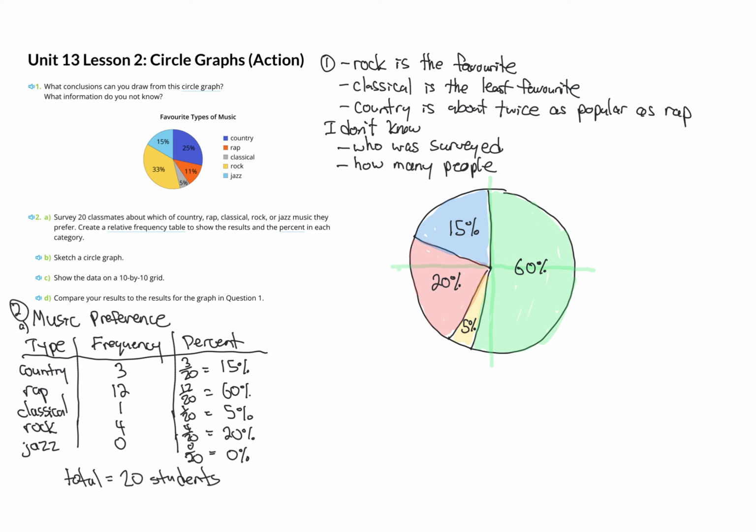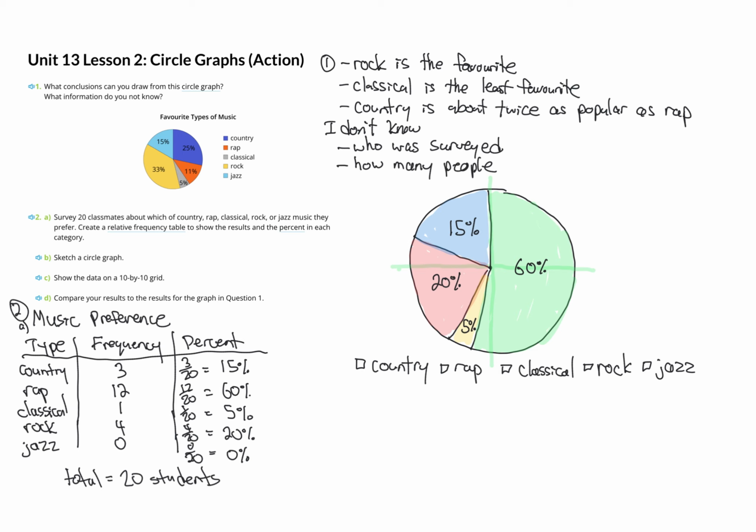The way it's typically done is you have little boxes, and little boxes show you the color of that category. So we have country, rap. I'm going to color these boxes in afterwards. Classical, rock, and jazz. And then I'm just going to color each of these in with their respective colors.